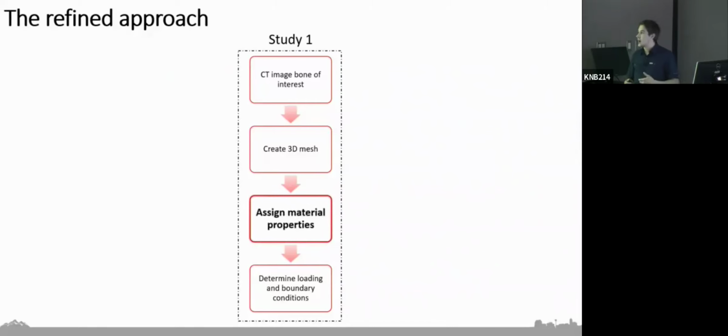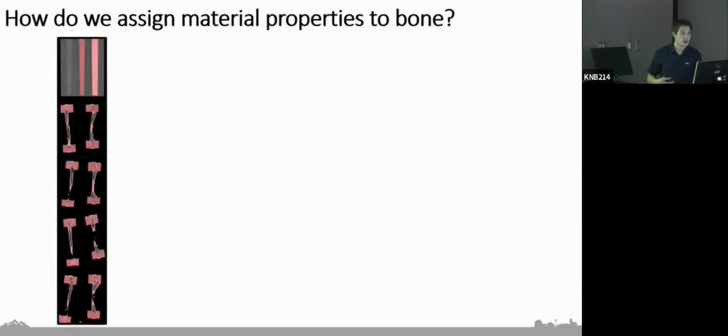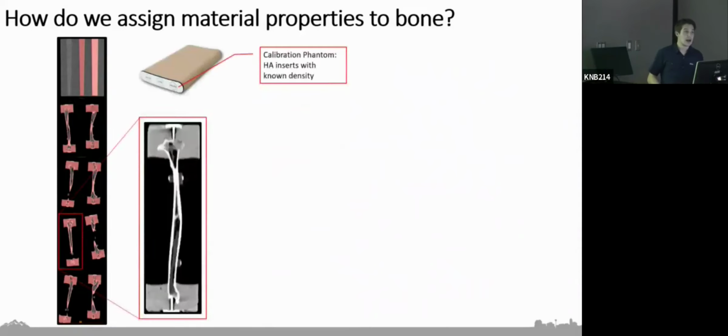And in order to assign these material properties, what we've done, and again, as you'll see over and over again, we're starting with this CT image of our bones of interest. We're working with this rabbit animal model. So these are some rabbit hind limb bones. We have some tibia bones and some femur bones. And then from this CT image, we can segment out our bone of interest that we actually want to perform our analysis on.